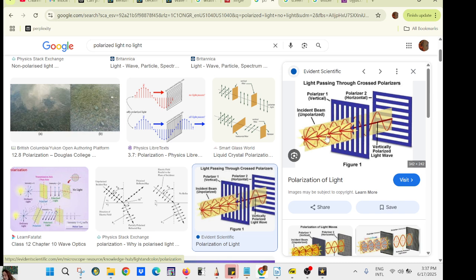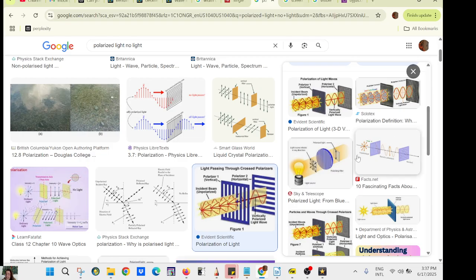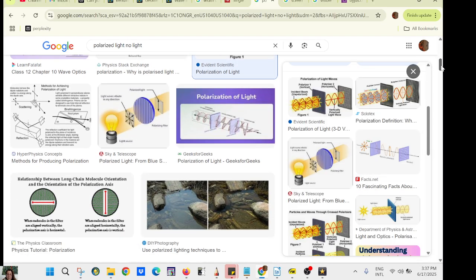Okay, this picture tells it all, right? Here you have light vibrating in all directions. Then you have a polarizer, so you force it to vibrate only in one direction. And then here, if you have another polarizer at 90 degrees, you see the slits here are 90 degrees, then you are blocking all the light and there is no more light, right? That's how Polaroid works.